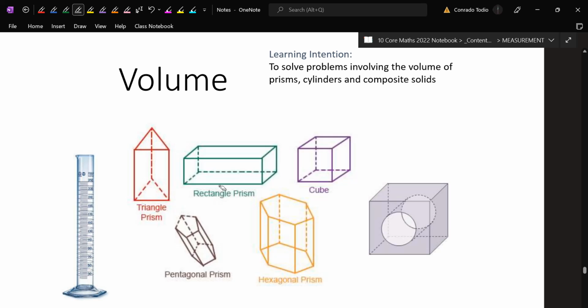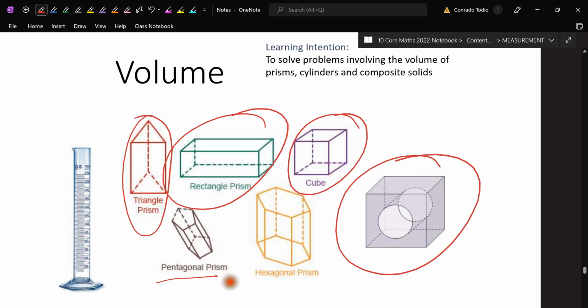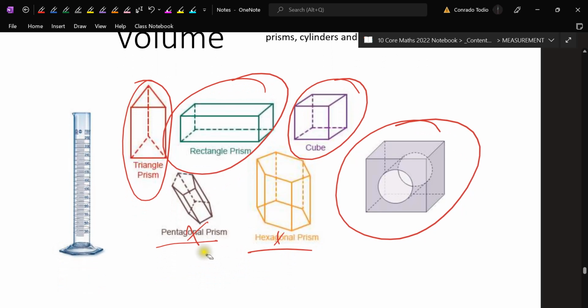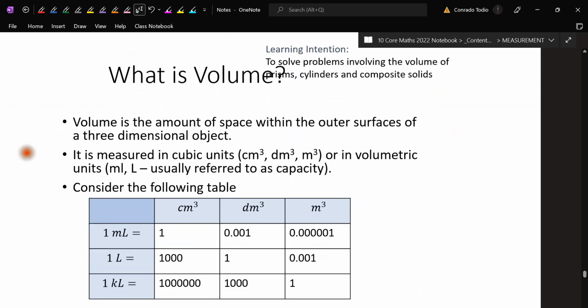The shapes that you'll probably see most of are the triangular prism, rectangle, you might see a cube and this. You won't really work with these prisms. They're not going to be included in any of the assessments that we do, or they shouldn't be. All right, let's go to this page.